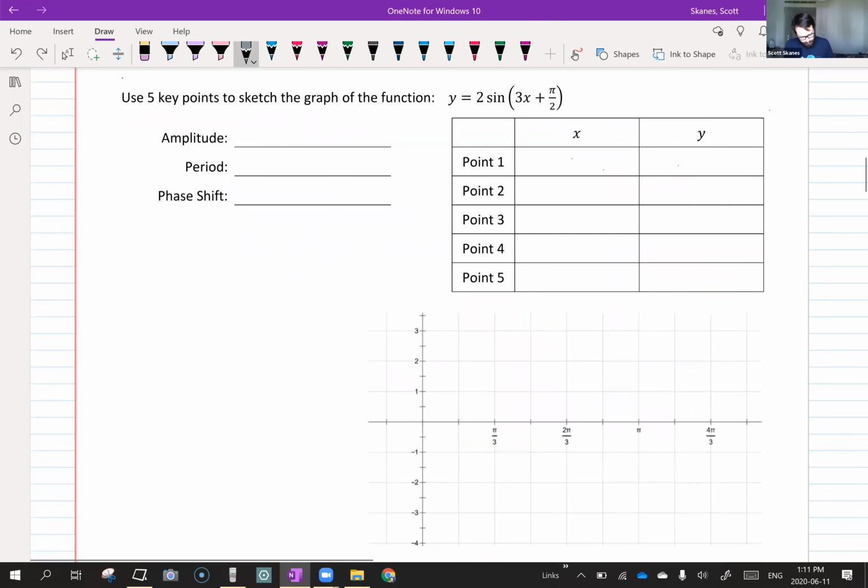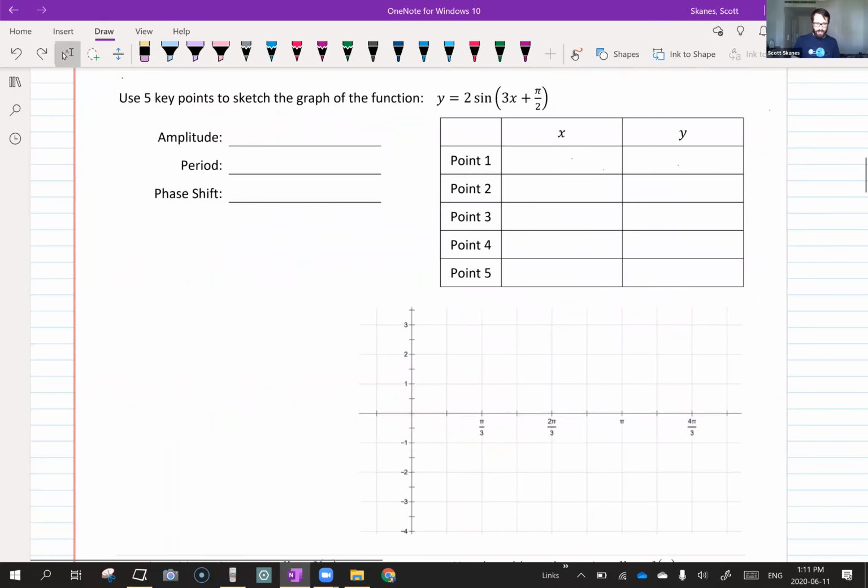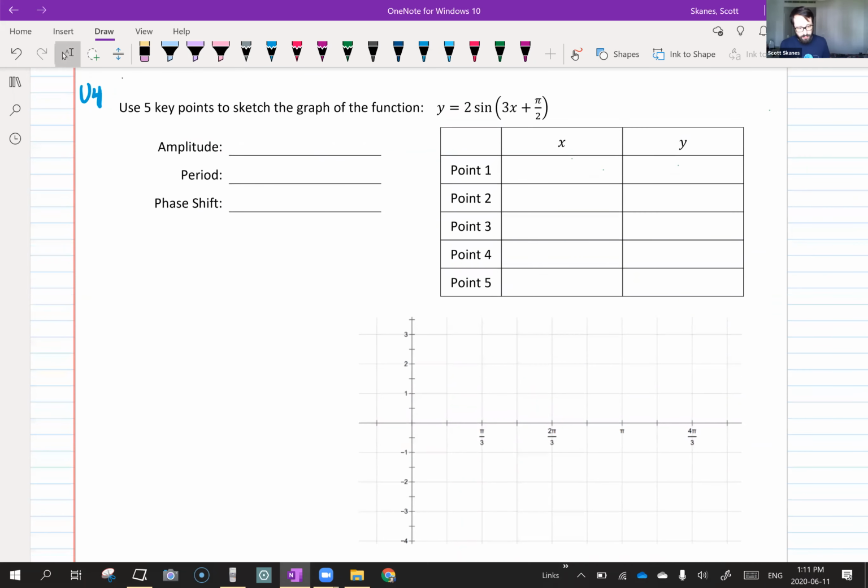The next question, you remember this? It looks scary, but honestly, there's not actually that much to do. It should be pretty easy marks. And this is also unit 4. So use 5 key points to sketch the graph of the function. Once again, the function's given, and we can grab our a, b, and c values directly from it.